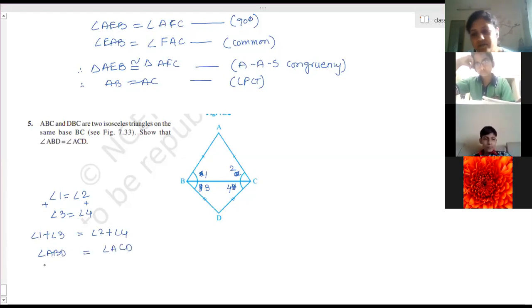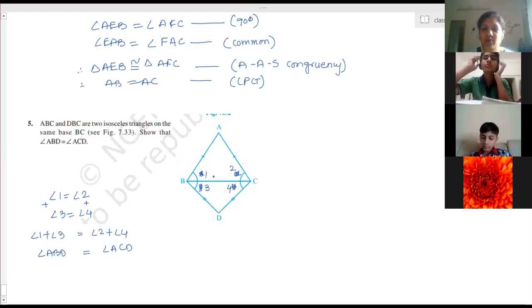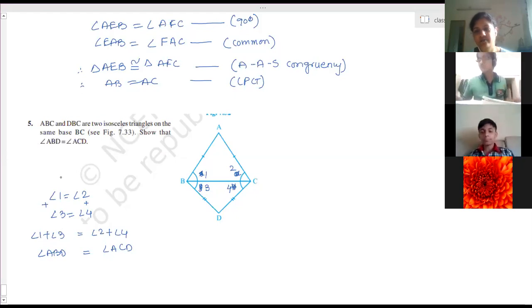They are equal. Ma'am, but from this we don't get that 1 is equal to 3. No, we don't know. We have only proved 1 and 2 are equal, 3 and 4 are equal. These two are equal, these two are equal. Equals are added to equals, the wholes are equal.